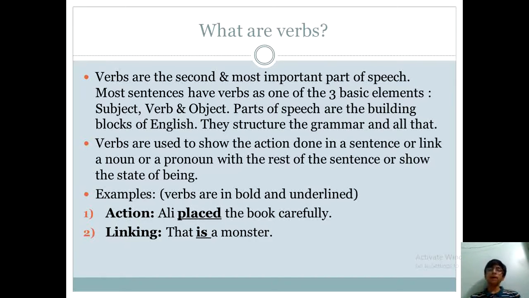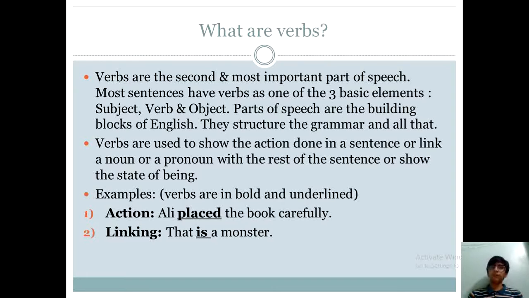If you don't know what parts of speech are, then let me tell you. Parts of speech are the building blocks of English grammar. There are 8 parts of speech. They structure the English language and the grammar.